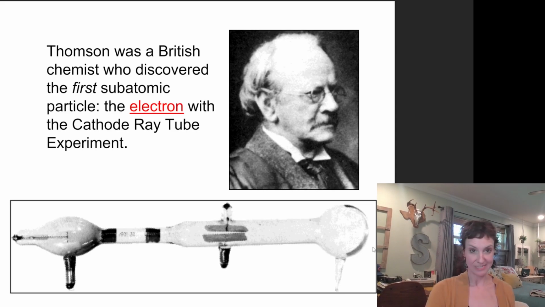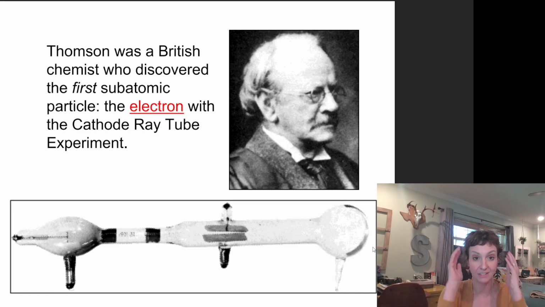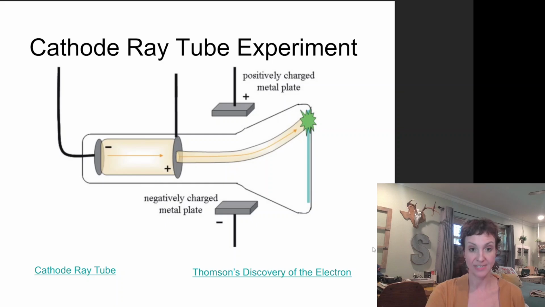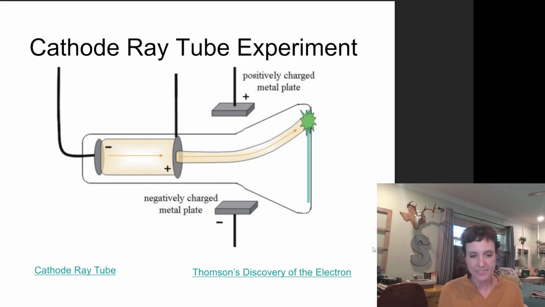So Thomson was a British chemist who discovered the first subatomic particle, the electron. So the electron was discovered first, before the proton and before the neutron. Y'all, the electron did it. Okay, and he discovered the electron with what is known today as the cathode ray tube experiment. So here's a picture or a diagram of what a cathode ray tube looks like.